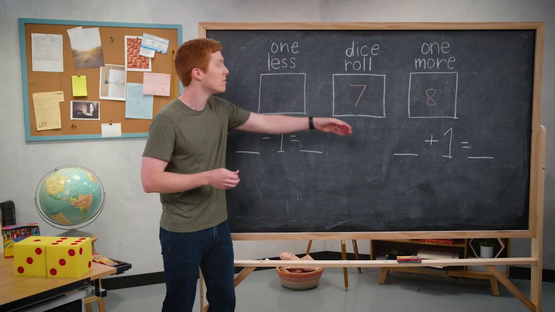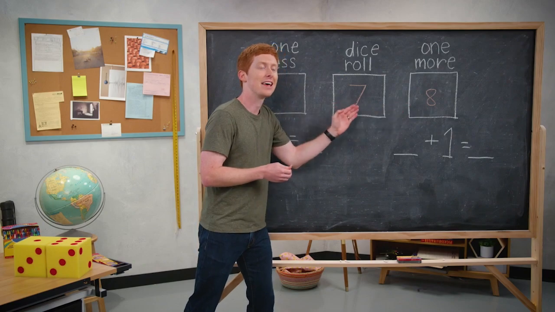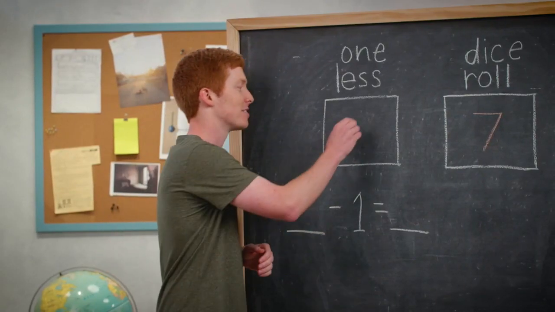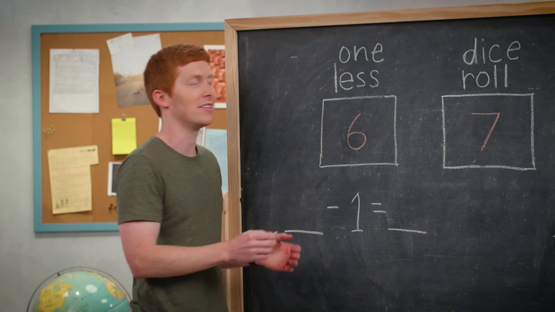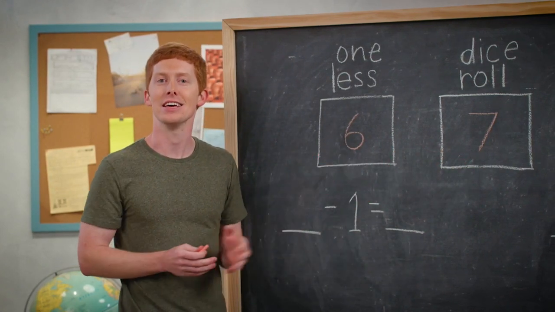So let's think about this. If we count backwards, let's actually start with our 8. We had 8, 7, and 6. So one less than 7 would be 6. We can just go 7, take away 1 is 6.